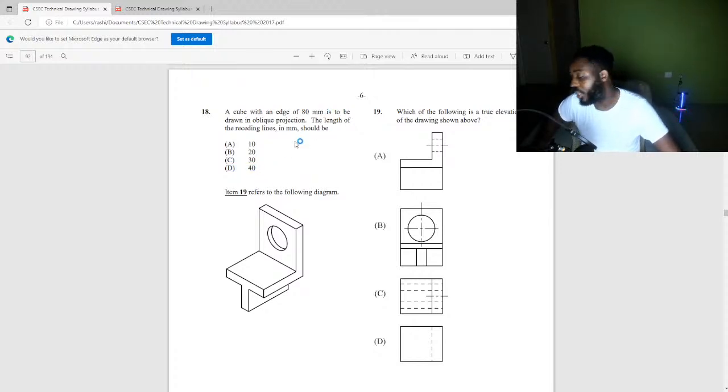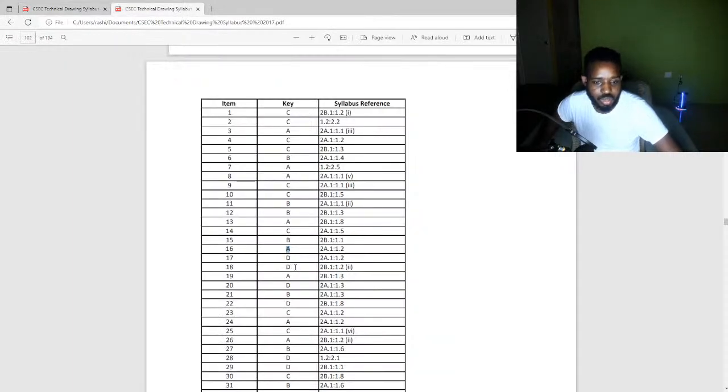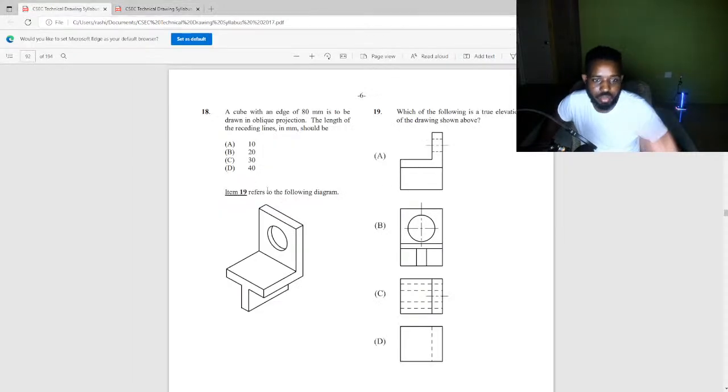So this would be 40. All right, so the answer should be 40 for number 18, and we can cross-reference that. So D, which is indeed 40.